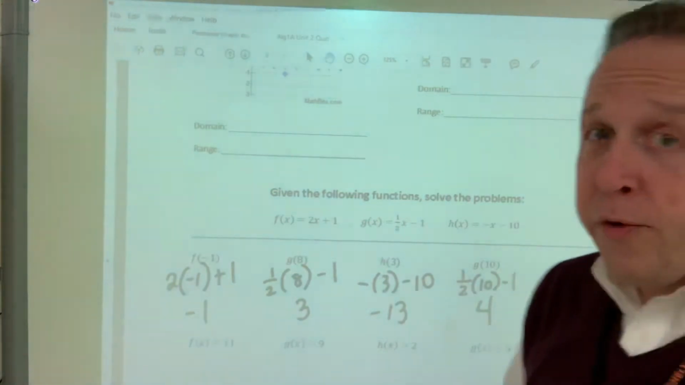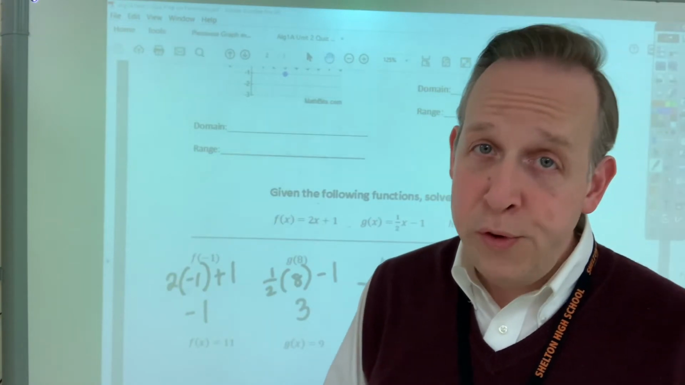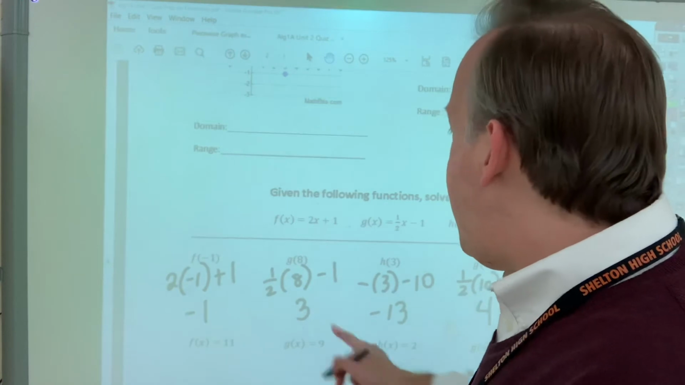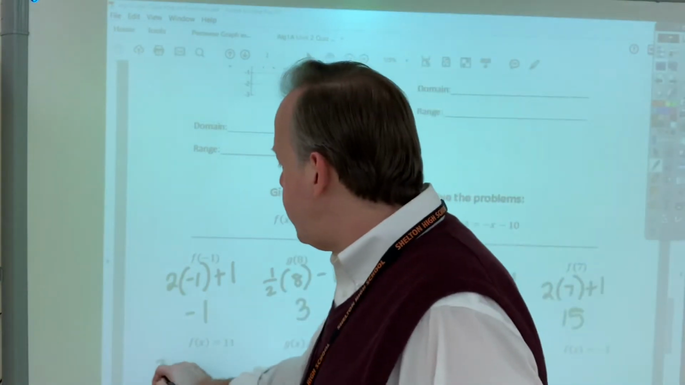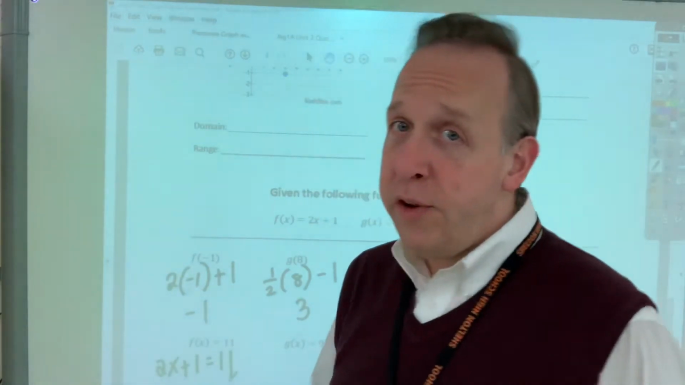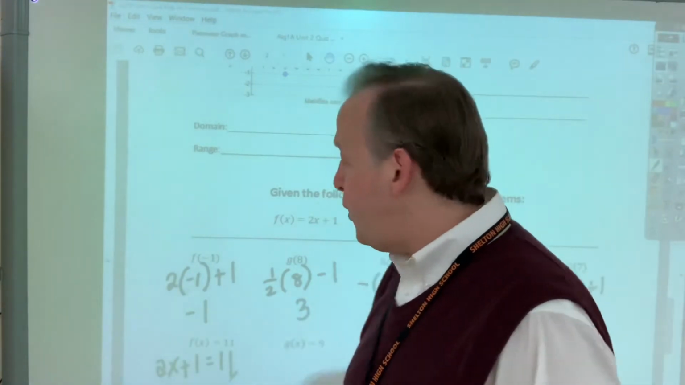On the bottom row, you're being given the output, so you want to set the function equal to that number and solve. I hope I have enough room. F of x equals 11. So this function, 2x plus 1, has to equal 11. That's what it tells you to do. I don't have enough room to show every step, so I'm going to say what we would do.